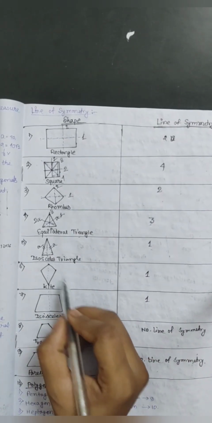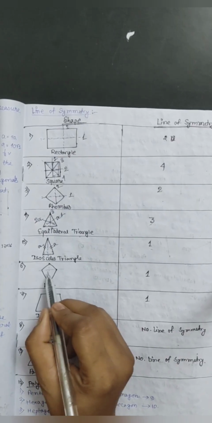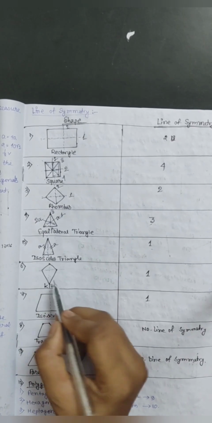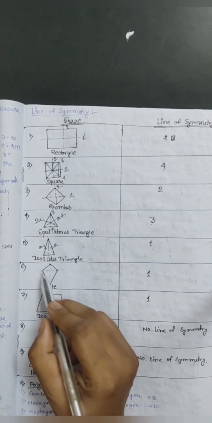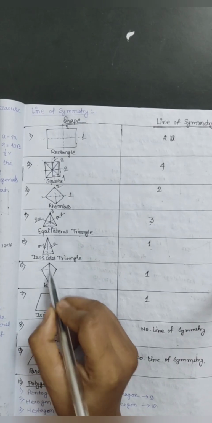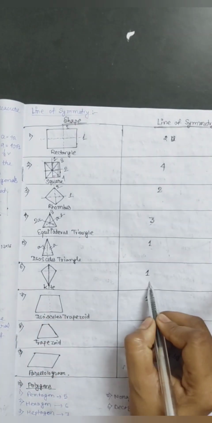Similarly in a kite, suppose we divide this by that line, then do we get two similar figures? No, this one is the shortest figure and this one is the longest figure, so it can't be the line of symmetry. Therefore we divide it vertically. So this one is the line of symmetry here. So the number of lines of symmetry in a kite is 1.